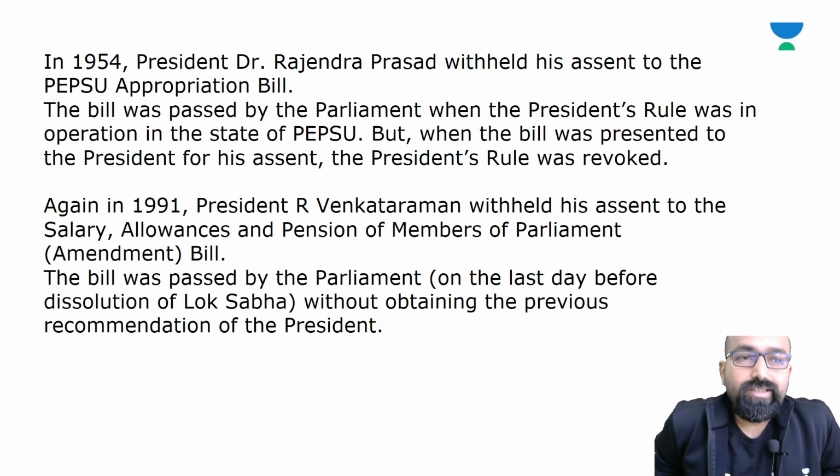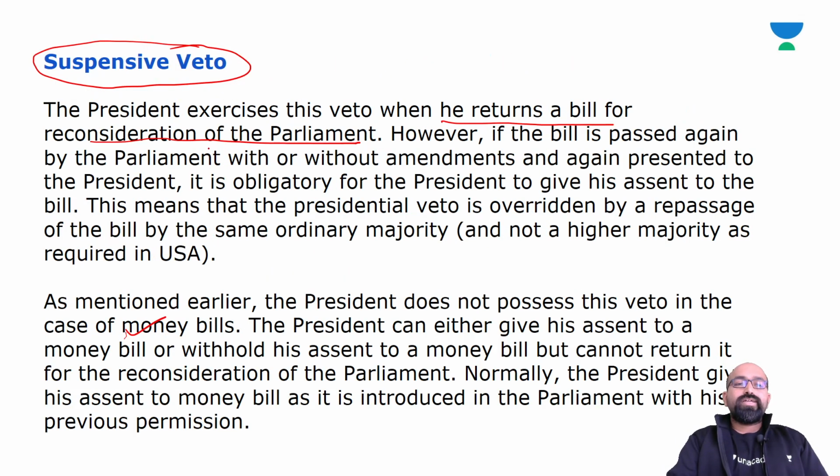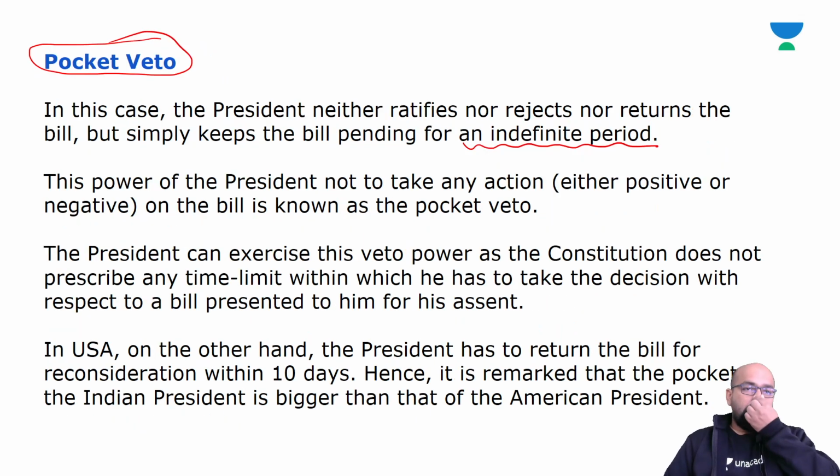Then we have studied the examples of the absolute veto. Then the suspensive veto, under which the president exercises this veto when he returns a bill for reconsideration of the parliament. Then the pocket veto: the power of the president not to take any action on the bill is known as the pocket veto.